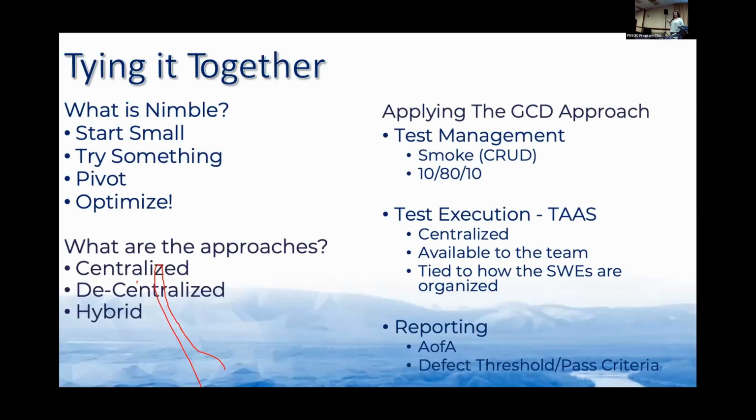All right, so let's tie this all together. So what is nimble? We start small, we pivot and we try something new again and again and again. And then we pivot and make sure that that's valuable. We always look back and make sure that that pivoting and that being nimble approach still applies just as much and is adding just as much value as when it was created.